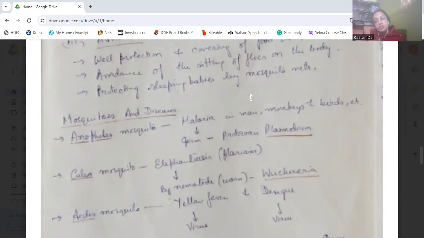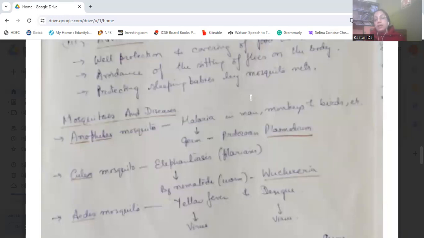Then mosquitoes and diseases. So we have completed the housefly. Now we come to mosquitoes. Mosquitoes spread some diseases. The Anopheles mosquito spreads malaria-causing germs. Malaria is caused by a protozoan known as Plasmodium. It is carried by the Anopheles mosquito from man to man, monkeys, birds, etc., causing malaria.